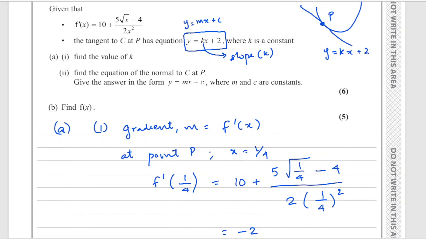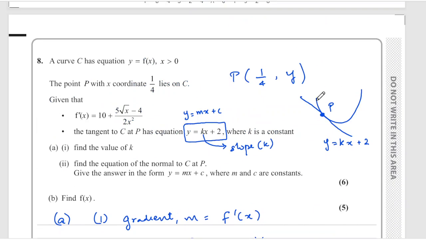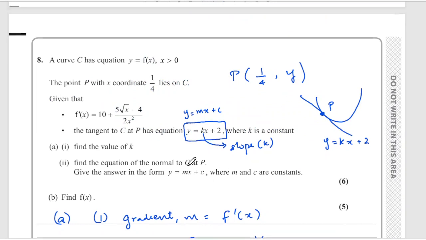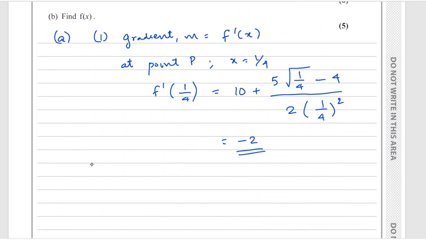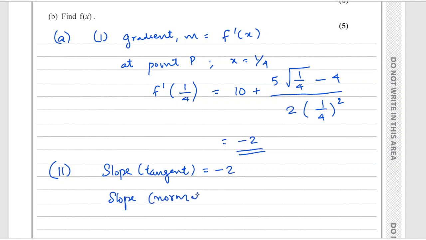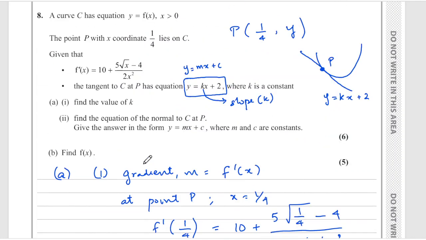Okay, now coming to the second part, we need to find the equation of the normal to C at the point P. Now for the point P, we only have the x coordinate, we don't have the y coordinate. So that is one thing. And for the normal, we can easily find the slope because we already found the slope of the tangent. The slope of the tangent was equal to k, which is equal to negative 2. So what would be the slope of the normal? You just take the negative reciprocal. So negative 1 over negative 2, the slope of the tangent, because the tangent and the normal are perpendicular.